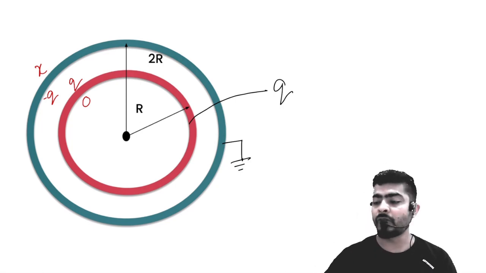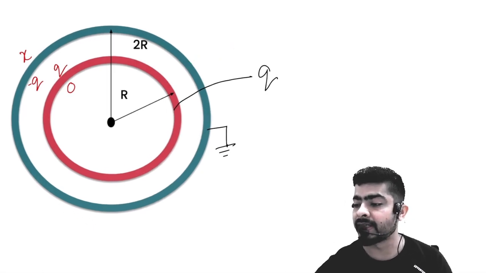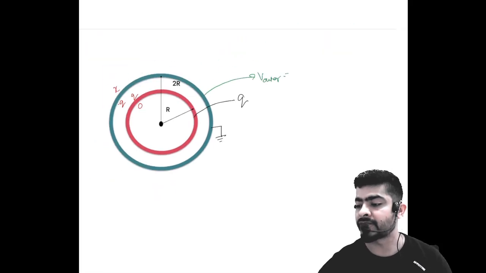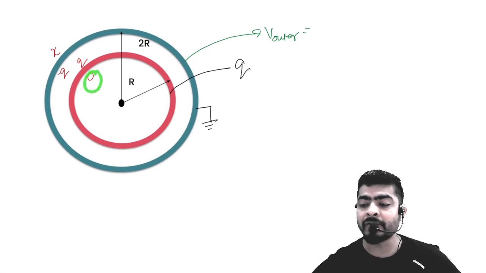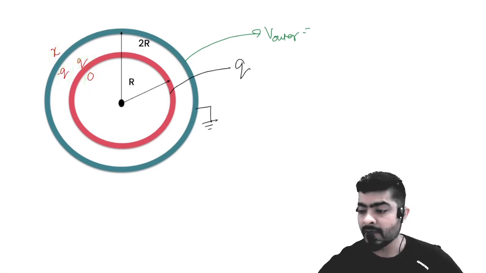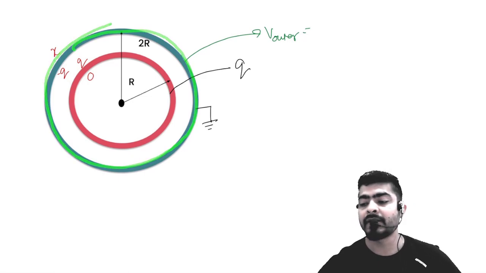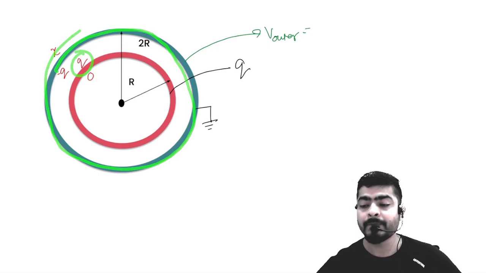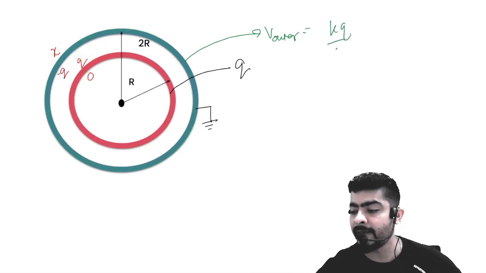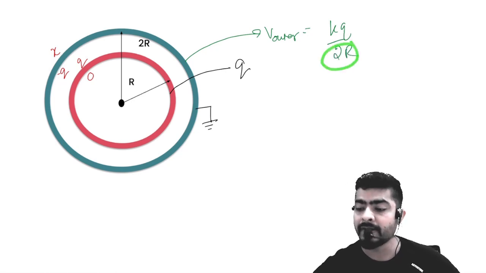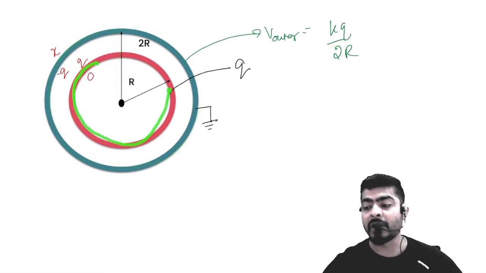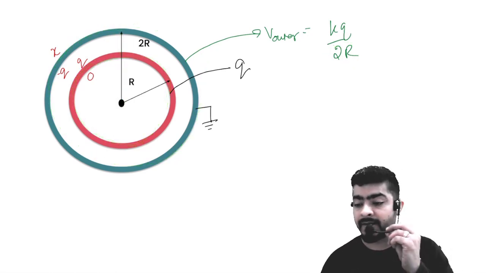Okay. Now for the outer shell, let's find the potential. So V outer will be how much? We will find the potential one by one due to all the charges. So I'm finding the potential over here. Due to 0 we don't care. Due to Q charge, what is the potential over here? Q charge is on a spherical surface, so potential will be KQ by 2R. Why 2R? Because we are finding the potential at distance 2R. This shell will behave like a point charge. Remember shell theorem, right?